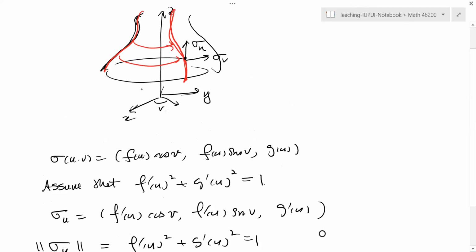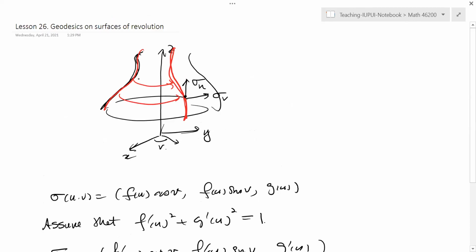So what is f? You look at the point here. When v is 0, this is a curve in the xz plane. In the xz plane, the first coordinate is going to be f of u, the second coordinate 0, and the third coordinate g of u. So g of u is the height, and f of u is the horizontal distance. This is g of u. This is f.